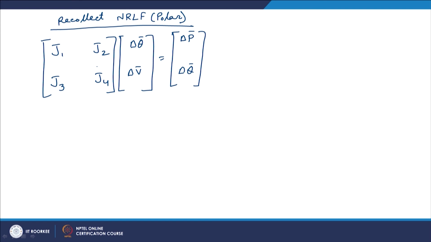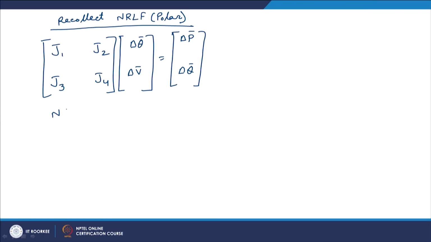Now, J1, J2, J3, J4 are nothing but Jacobian submatrices, but here what we need to note is that our unknown quantities are delta theta and delta V, and my known quantities were P and Q. So, we had two unknown vectors theta and V, and we also had two known vectors P and Q. So, 2 into 2 is equal to 4. We had a total of 4 Jacobian submatrices.